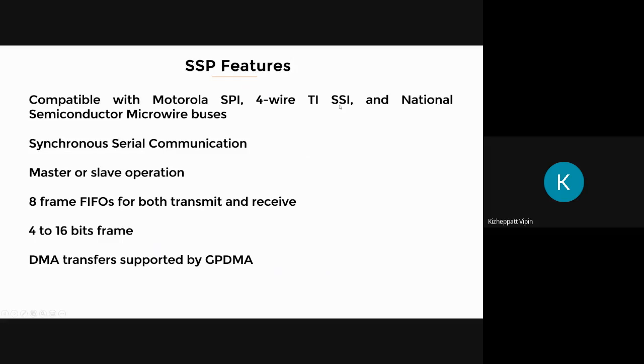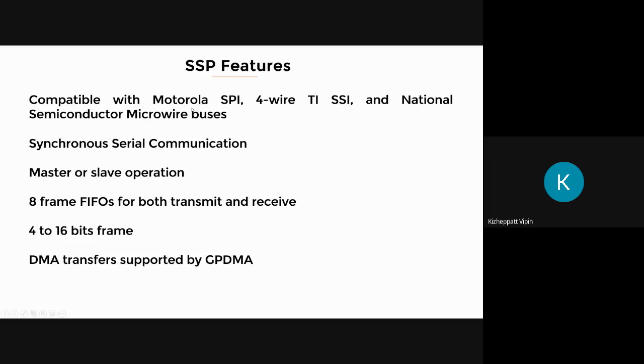SSI stands for synchronous serial interface. And another interface, which again uses four wires, is the National Semiconductor Microwire bus. So SPI was there, and then Texas Instruments and National Semiconductor, two other companies, slightly modified it for their own purpose. That made two more standards: one is the TI Synchronous Serial Interface, SSI, and the other is called Microwire. The interesting thing is all of them use four wires.